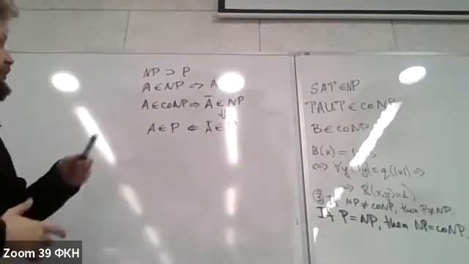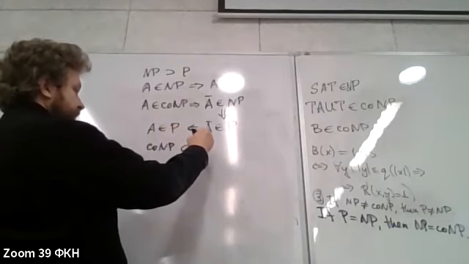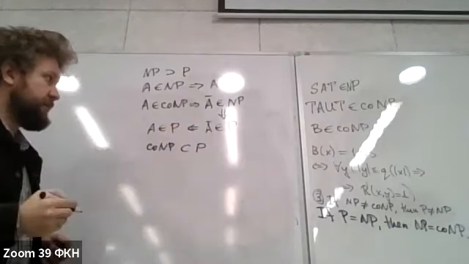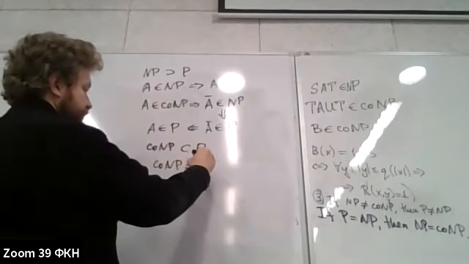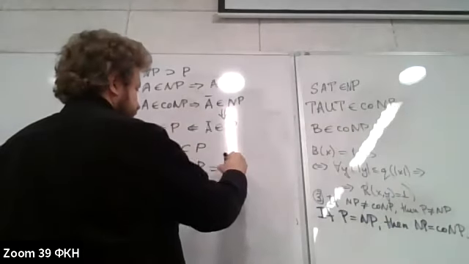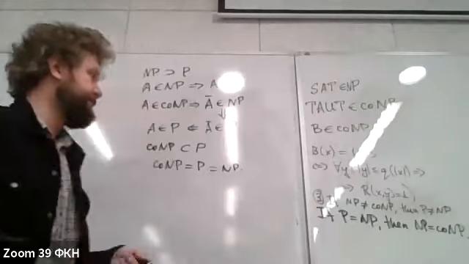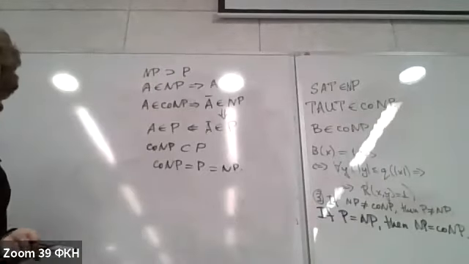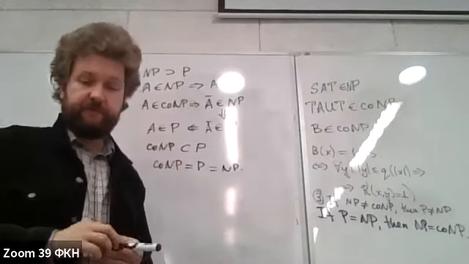So this means that co-NP will also be a subclass of P. But that means that co-NP just coincides with P, because P is always a subclass of co-NP. And this is the same as NP by our conjecture here. That's all. So the only trick in this question was to do this flipping.